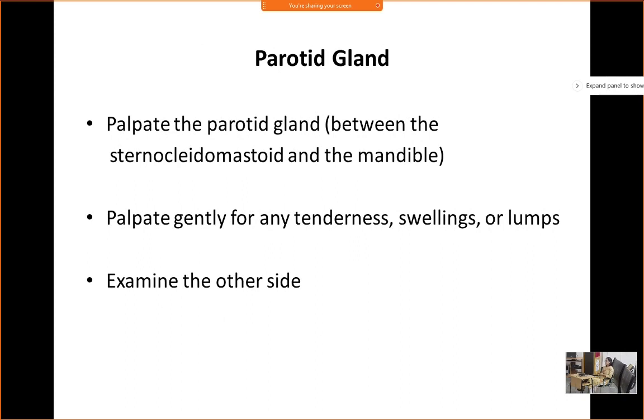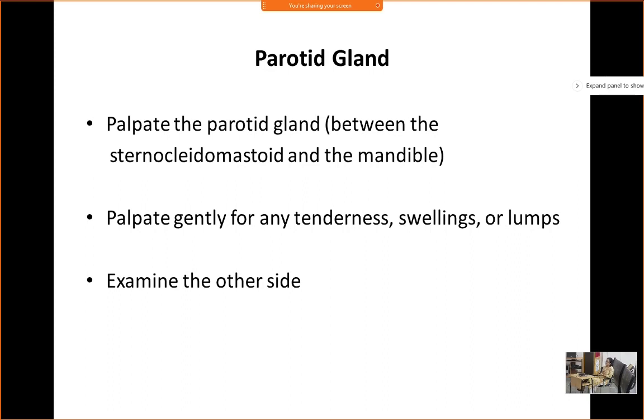Then another thing which you should examine is also a gland, but it is not included under the cervical lymph nodes. It is a completely separate entity which you have to palpate separately, and it should not be forgotten in any examination of the neck. It has to be mentioned.